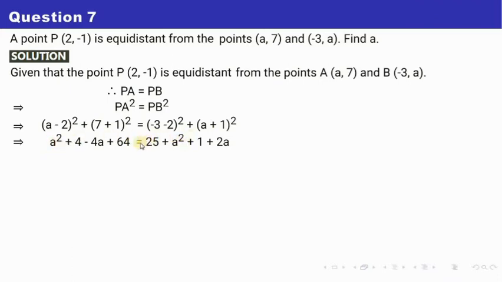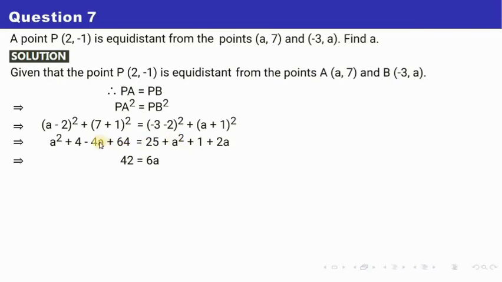So, we have got a square here, we have got a square. Both of them are lying opposite to each other. One is in the left hand side and the other one is in the right hand side, and both of them have got the same sign. Here also a square is having plus, here also a square is having plus. So, you can cancel them here itself.